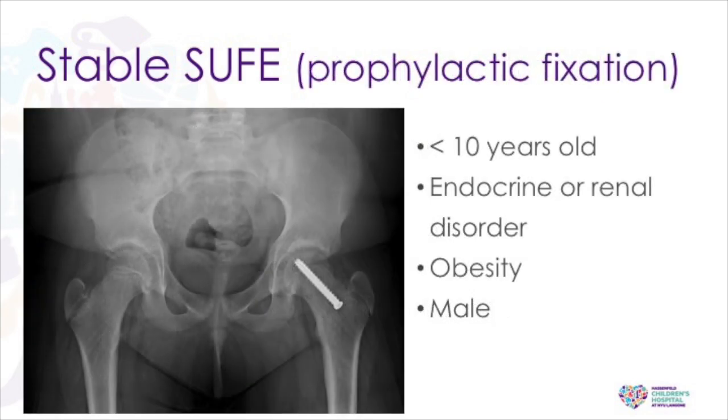The question of prophylactic fixation often comes up. It is indicated in very young patients, those less than 10 years of age, with an endocrine or renal disorder, or severe obesity, and it tends to be more frequent in males. Prophylactic fixation is not an entirely benign procedure. A recent study reported a 1% complication rate from prophylactic fixation.